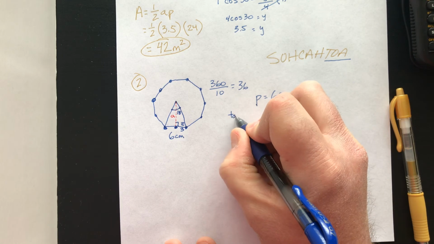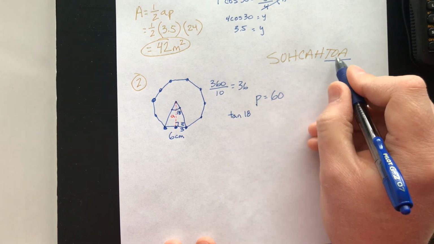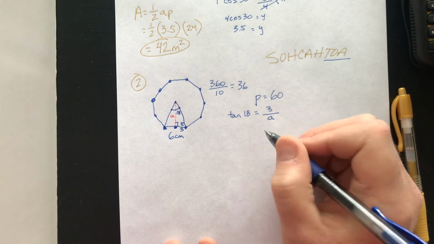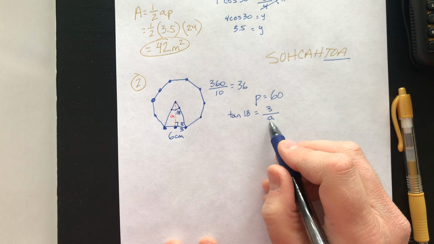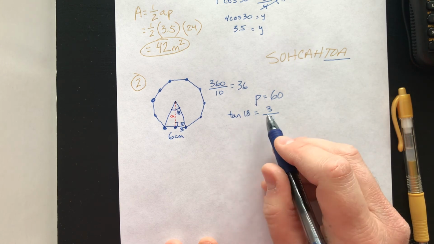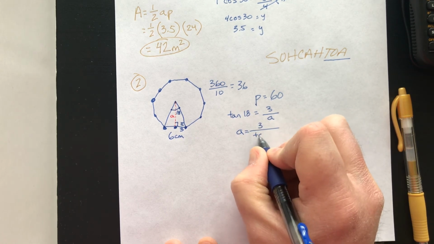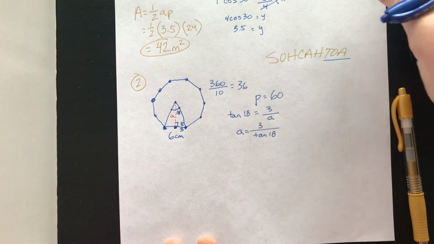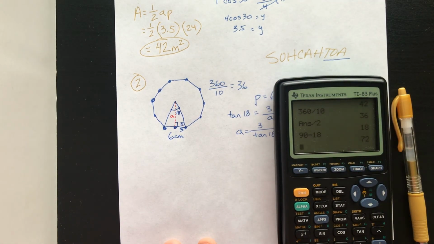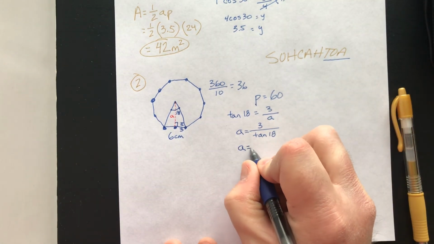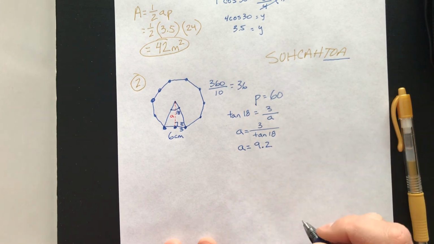So opposite and adjacent uses tangent. So the tangent of 18 is opposite over adjacent, so 3 over A. Now remember the trick: when the variable's in the denominator, you can just switch spots. So A is equal to 3 divided by tangent of 18. I'm going to go to my trusty calculator and type it in just as I see it: 3 divided by the tangent of 18. I get 9.2. So I know that my opposite is equal to 9.2.